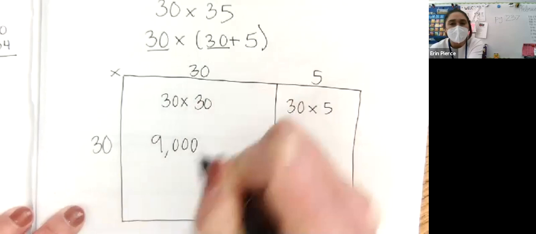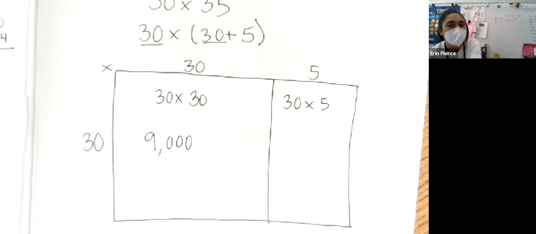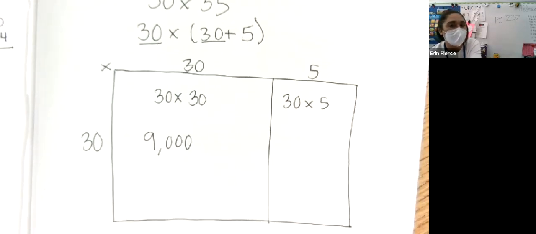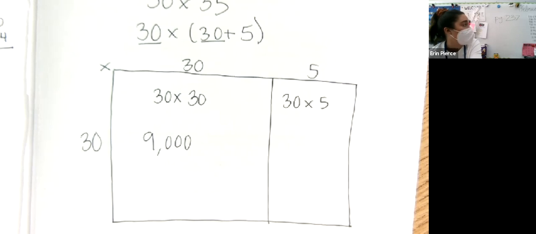Hey, Kira, I'm sorry. I thought I hit accept to get you into here, and I'm not sure why it didn't load you in here. We're on page 237 doing the application problem from lesson 36. All right, so yes, we get 9,000.